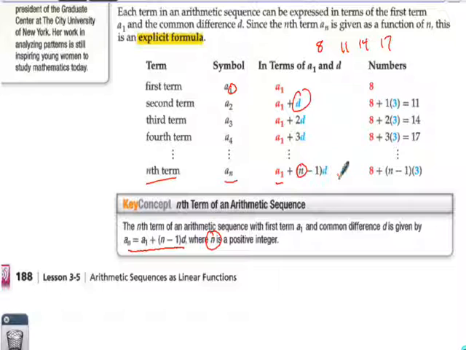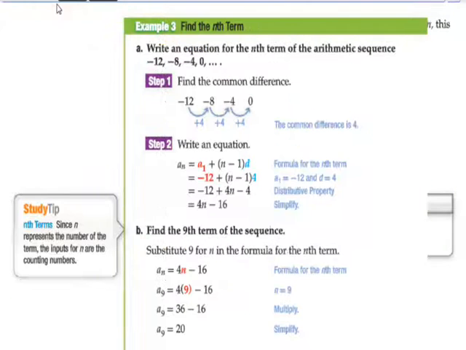We do that so that what if I want to know what's the 117th term? Well, I don't want to have to add 3 each time. I just want to use this formula here. So that's why we're doing this.